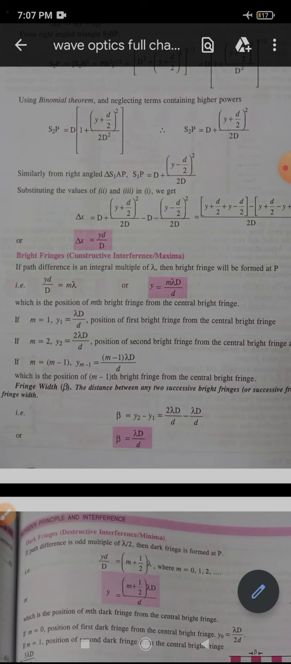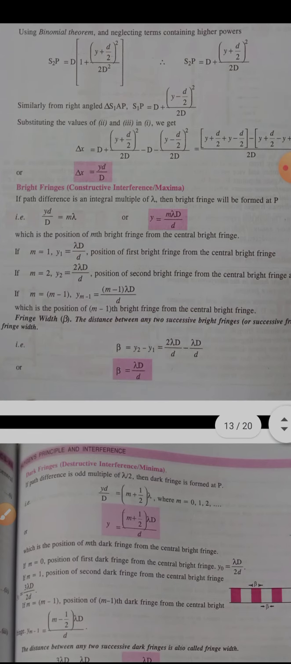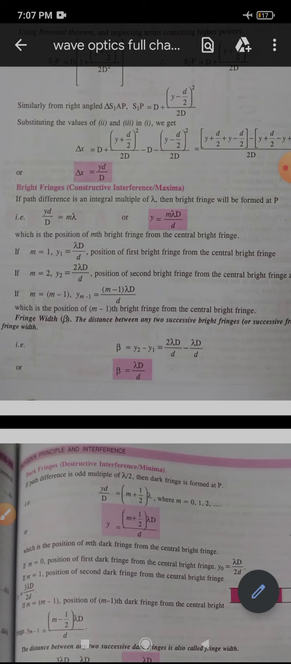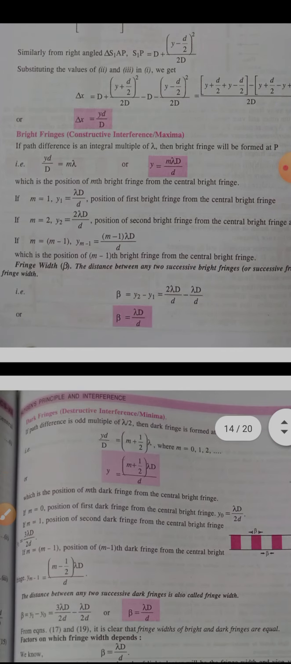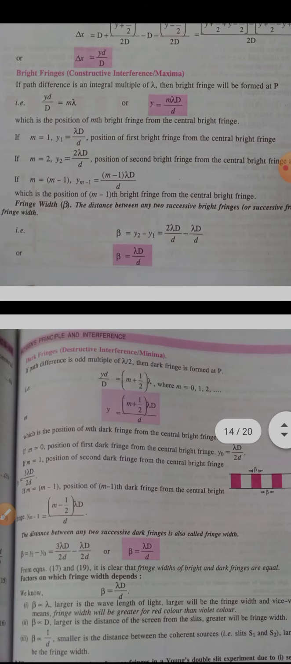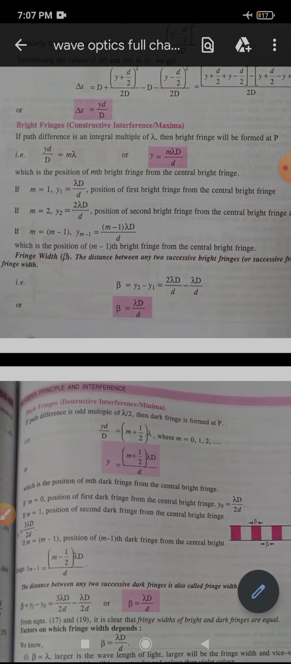which is the position of the mth bright fringe from the central bright fringe. So by substituting m as integral values, we can get the first, second, third bright fringes. That is, for m is equal to 1, we will have y1 is equal to lambda D divided by d. This is the first bright fringe from the central bright maxima. And for m is equal to 2, we will have y2 is equal to 2 lambda D divided by d, and up to the mth term, we have y is equal to m lambda D divided by d. This is the position of the bright fringes.